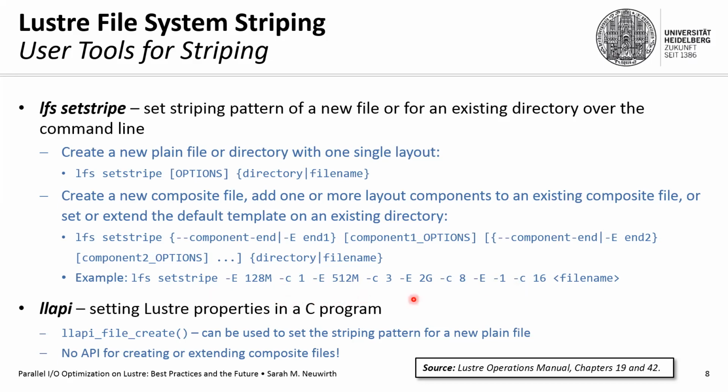The example down here basically describes the striping pattern that was displayed in the progressive file layout example, where we had 4 extents with different stripe counts each. Another possibility to set the striping pattern is to use the Lustre API or user library called llapi, which is provided by Lustre to set and configure the striping pattern for a new plain file out of a C program. However, this user library does not provide an API for creating or extending composite files.